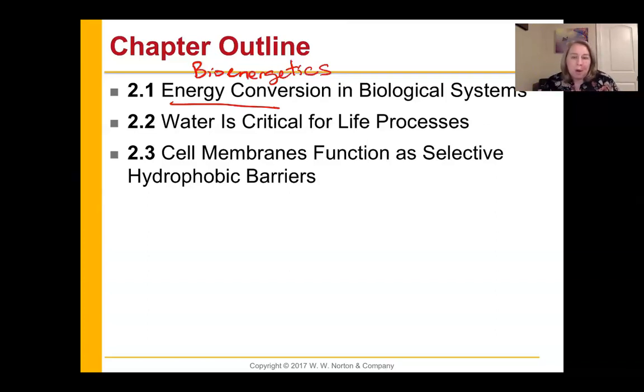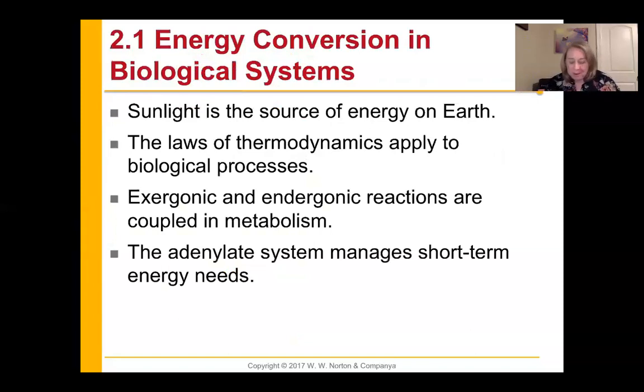Then we're going to talk about water and why it is so important for all living things, and all about its non-covalent interactions. And then we're going to talk about cell membranes and how they function and why they're so important. Maybe if I could advance to the next slide, that'd be good.